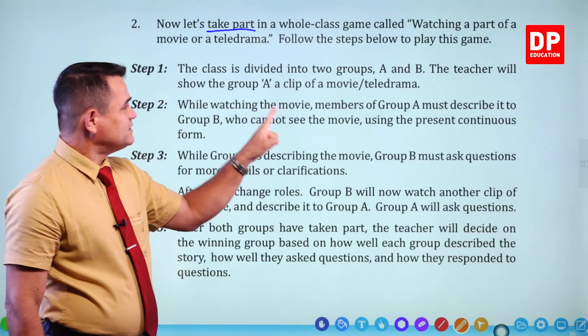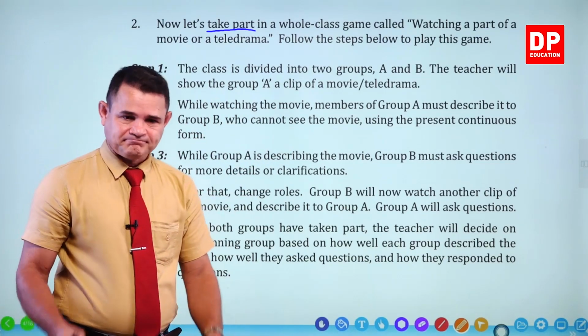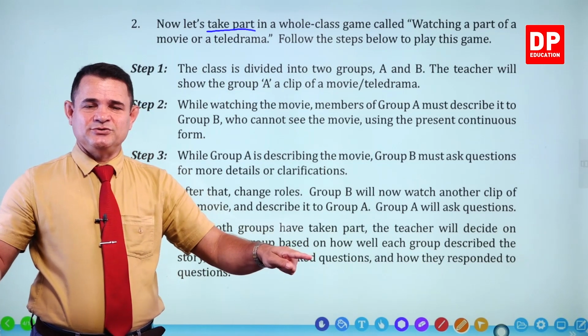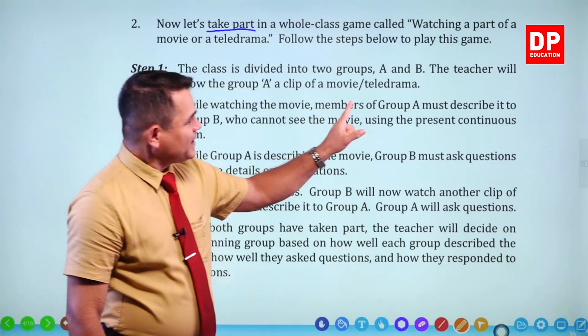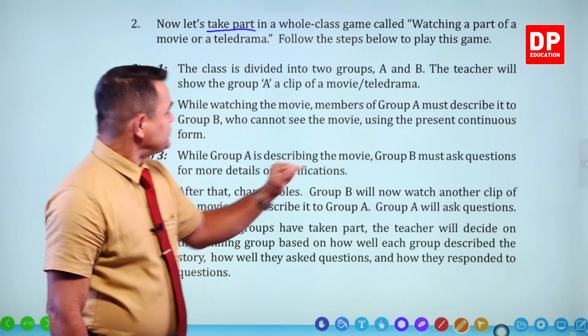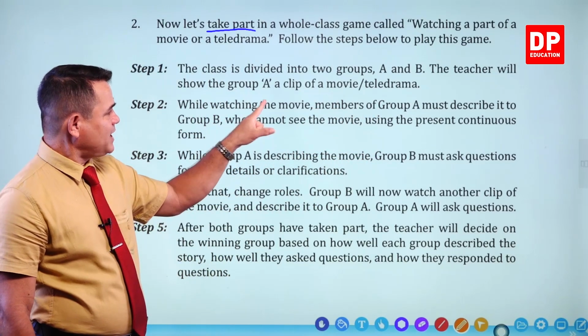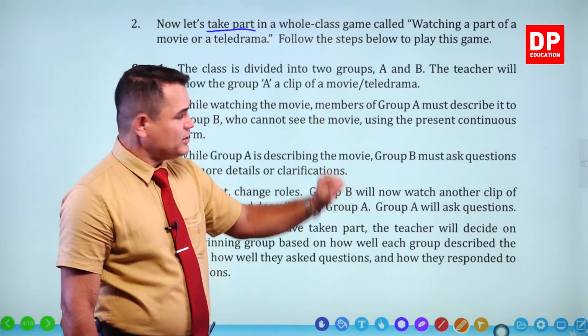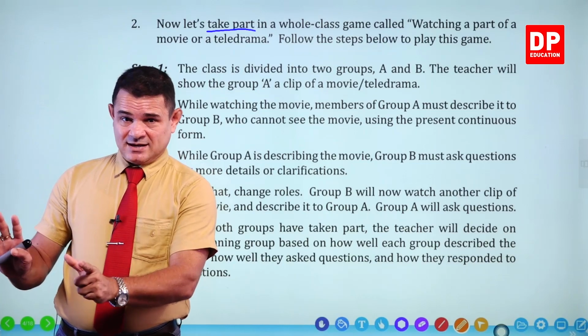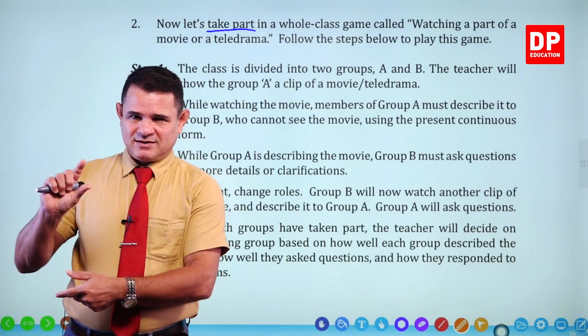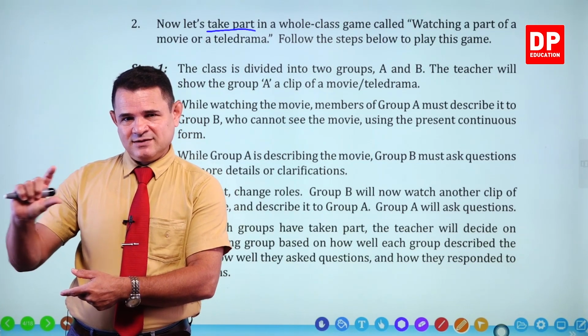The class is divided into 2 groups. Class is divided into 2 groups, A and B. The teacher will show the group a clip of a movie or teledrama. The teacher will show group A a small clip of a movie or teledrama.